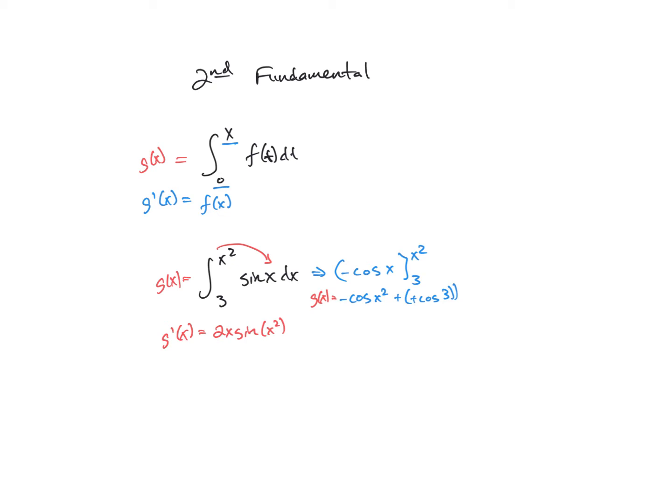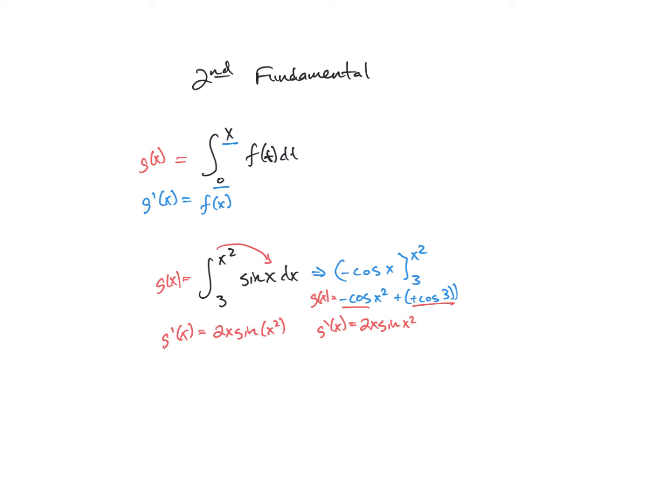Are we good? Now, if I take a derivative of that, what is the derivative of negative cosine? The derivative would just be sine. So now I'd have sine of x squared, but what do I always need to remember? Chain rule. So what pops out? A 2x. Well, what's the derivative of cosine 3? Cosine 3 is just a what? A constant, so it goes away.